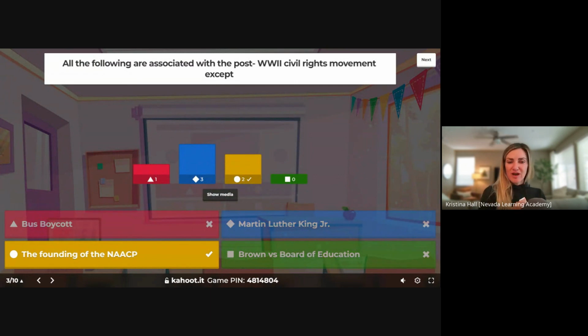So the bus boycotts and Martin Luther King Jr. are part of the civil rights movement, 1950s, 1960s. Brown versus Board of Education, 1954 or 1955, I always get the year wrong. It's right there in the 1950s. So all of those are after, or post, World War II. The NAACP was established in the 1920s. Okay, so it's been around for about 100 years, give or take.